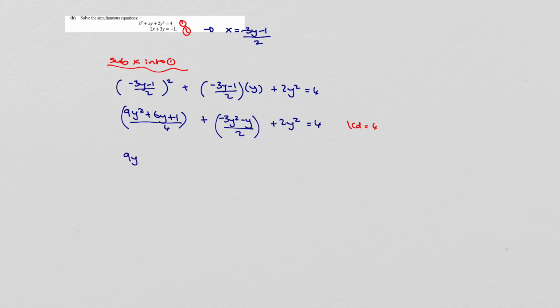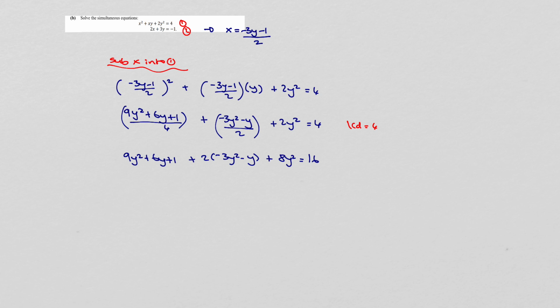And that'll give me 9y squared plus 6y plus 1. And if I multiply minus 3y squared minus y over 2 by 4, well, 2 will go into 4 twice. And then I have to multiply 2y squared by 4, so that's 8y squared, and then 4 by 4, which is 16. So often when we're multiplying across by the lowest common denominator, students forget to multiply both sides of the equation by the lowest common denominator.